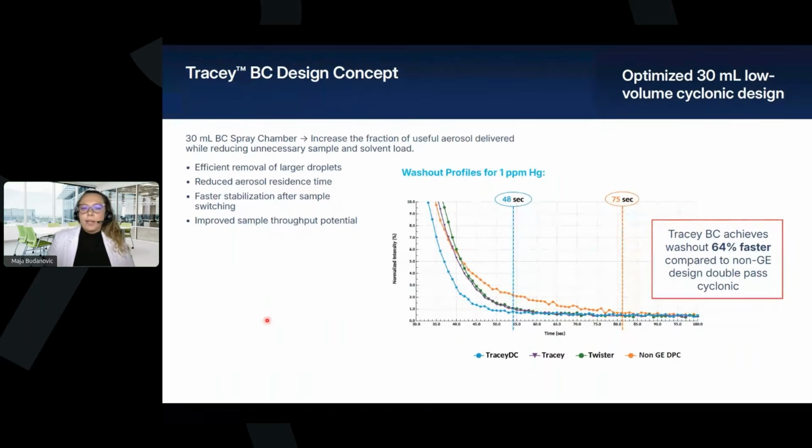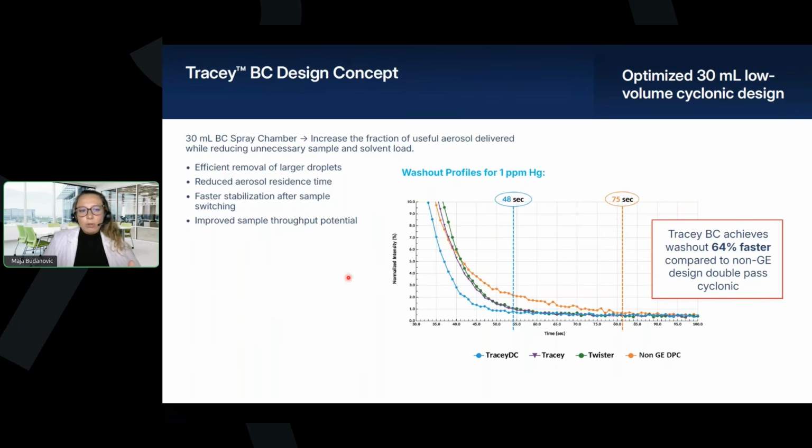Next, about the spray chamber, you can optimize the spray chamber design in terms of volume. The main objective is to improve the aerosol transport while maintaining the precision and, of course, efficient washout. One way to do this is to reduce the internal volume of your chamber. The Tracey BC, the ball connection, is a high efficiency spray chamber that is based on this concept. It uses a 30 ml cyclonic design to balance efficient removal of large droplets with a fast washout performance and also faster response when changing between samples or conditions.